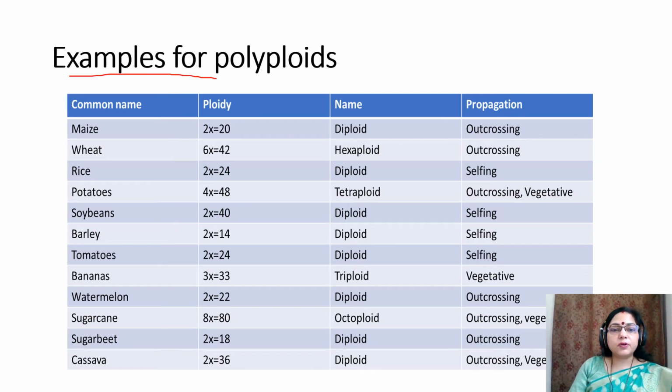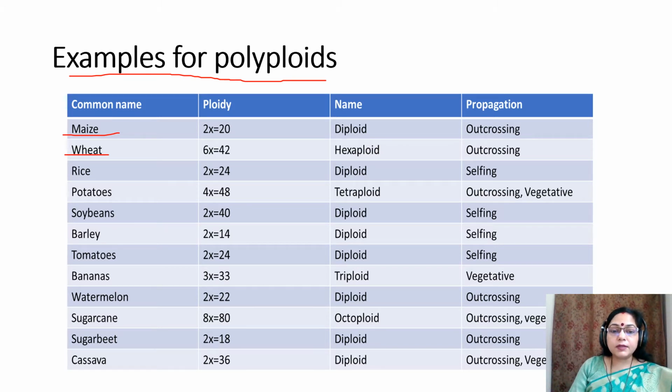Examples of polyploids. Let us see. A common example is maize, with 2x equals 20, and it is diploid. It is all outcrossing. Wheat is hexaploid and it is propagated by outcrossing. Rice is diploid and it is propagated by self-pollination. Potato has 4x equals 48. It is tetraploid and it grows by outcrossing or vegetative reproduction.